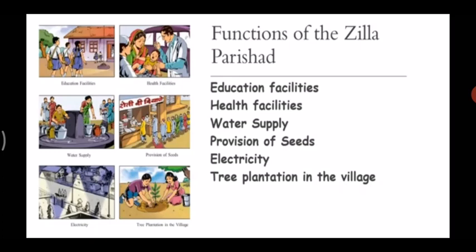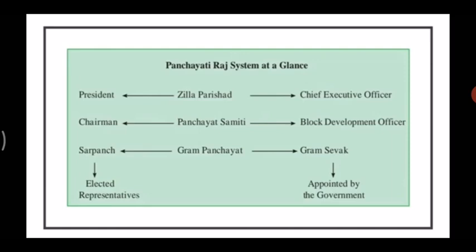And also organizing various tree plantation drives and polio drives in the villages. So these are the functions of the Zila Parishad, the work they do. Now let us look at this chart and understand what the Panchayati Raj system is at a glance. We learnt about the Zila Parishad, the Panchayat Samiti and the Gram Panchayat. Let us see at a glance.